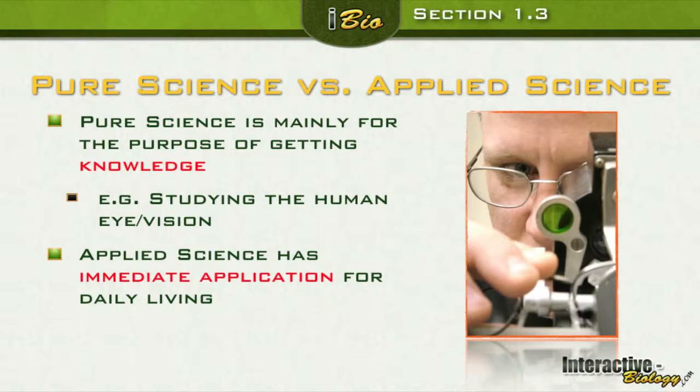And then we have applied science, and that has immediate application for daily living. Okay, so pure science is just for the getting of the knowledge, for example, studying the eye. Applied science has immediate application for daily living, for example, designing glasses. You're studying what's the right way to design the lens and a more efficient way of designing the lens. That is applied. Why is it applied? Because now I can take that and it has an immediate application. I can wear my glasses and I can see better. Does that make sense? Do you understand the difference?